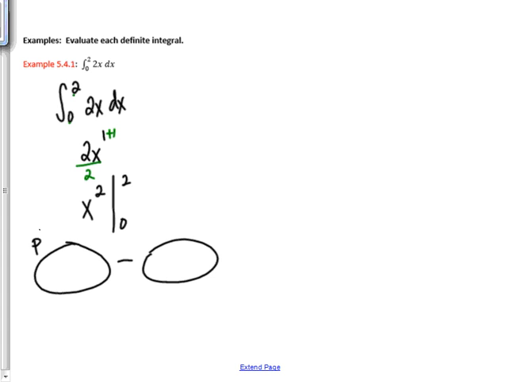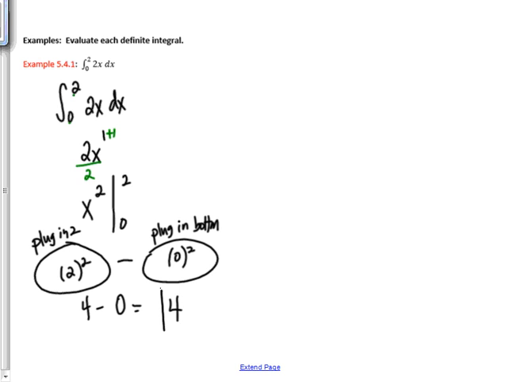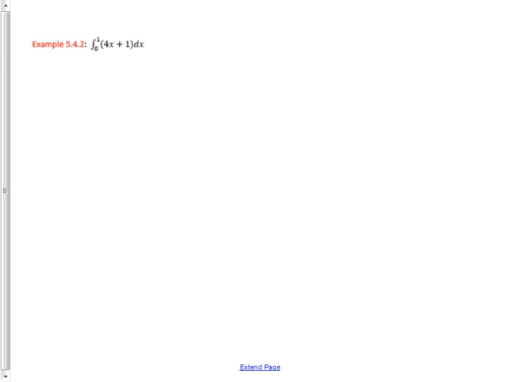In the first one, you plug in the top number, so you plug in 2 here, 2 squared, and then here you plug in the bottom, which would be 0 squared. So you end up with 4 minus 0. So your answer is 4. No longer do we have the function plus c. We have a number answer that represents the area. Okay, so let's keep going. All right, and we'll scoot this up.